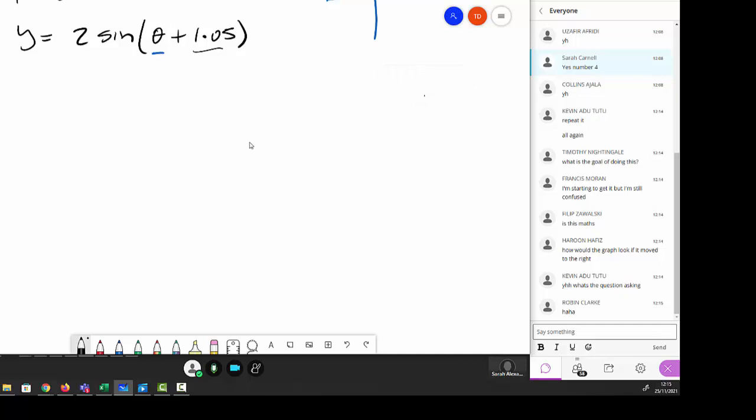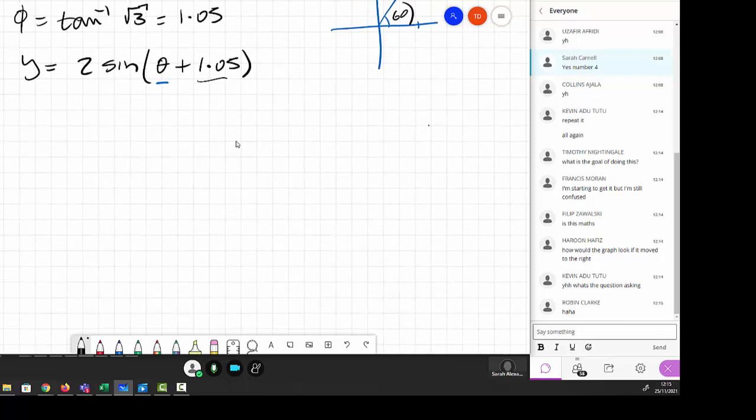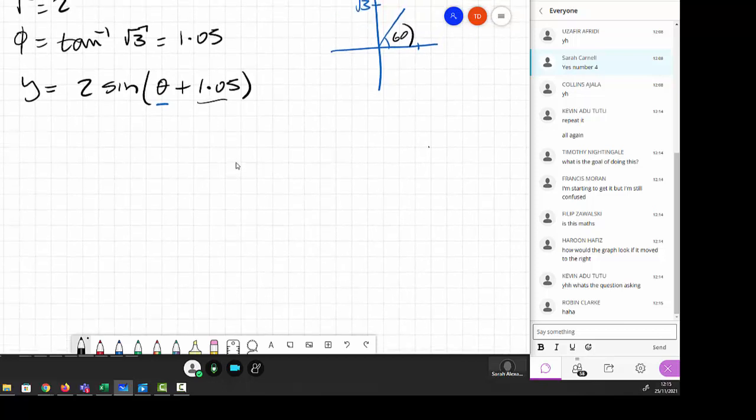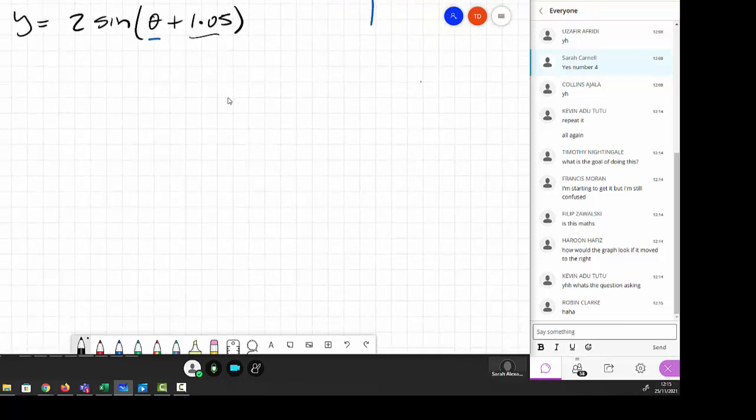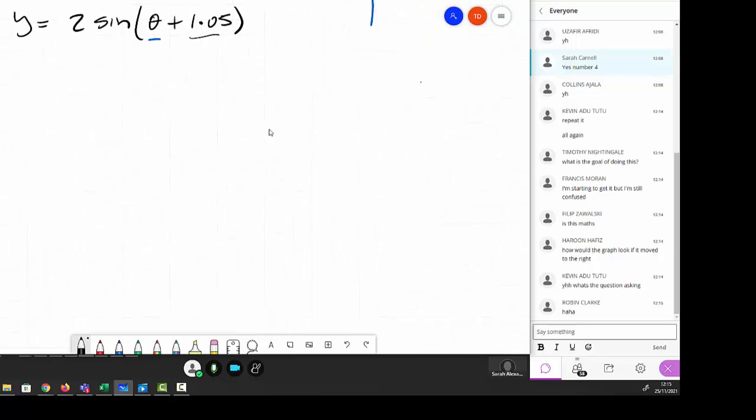Right, okay. The goal of doing this is all maths is good for you. But being less jokey, what we're doing here is basically waves. You can build any vibration of any kind from waves.